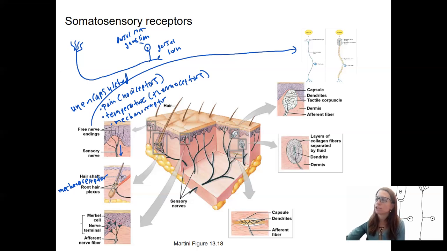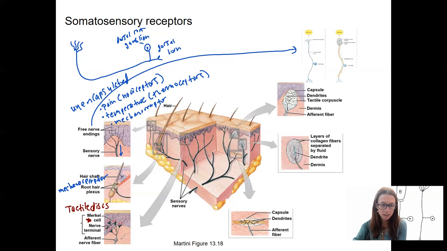Okay, now we've got the more specialized ones. I'm going to change color here just to break things up. So down here, we've got what's called tactile discs. So tactile means touch. And these tactile discs are an example where there's a separate cell, separate from the sensory neuron. So there's a Merkel cell. It's actually a specialized cell. What kind of cell might a Merkel cell be? It's a modified epithelial cell that is then connected physically to a nerve terminal.